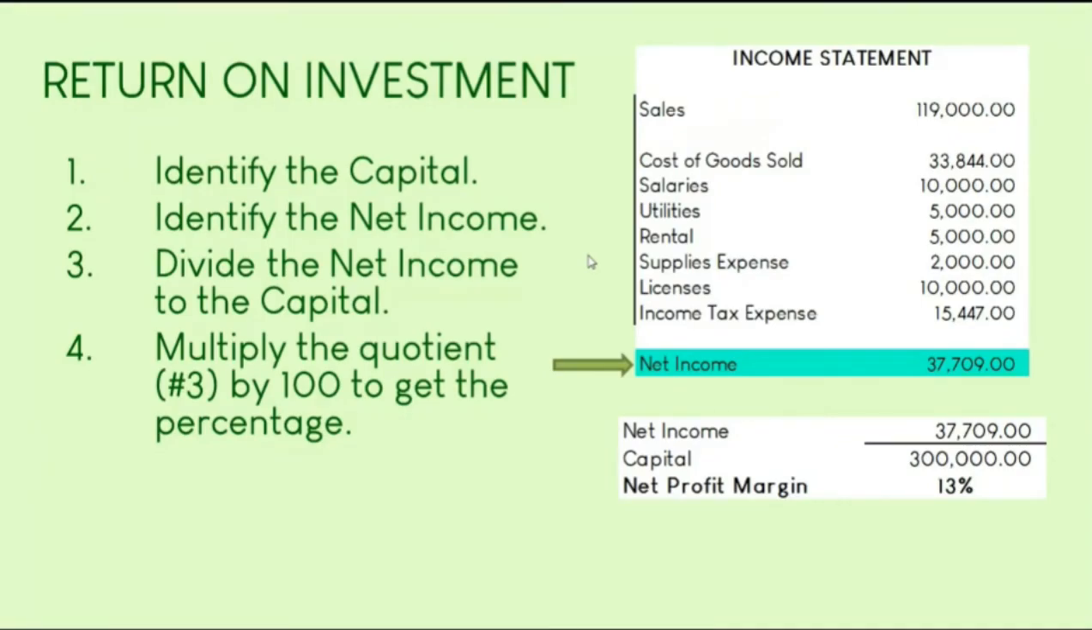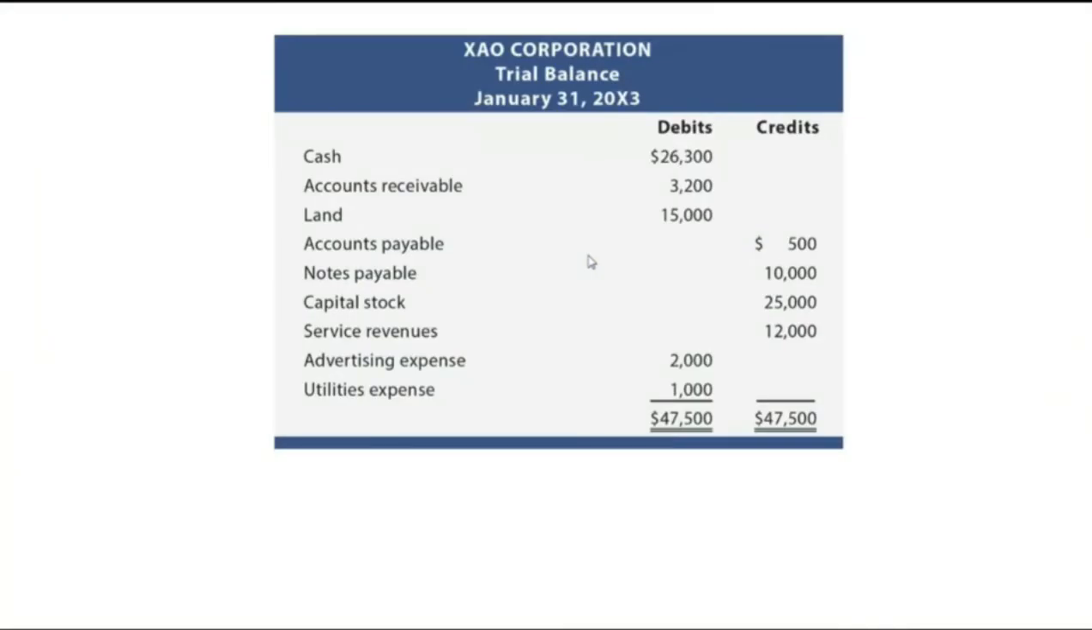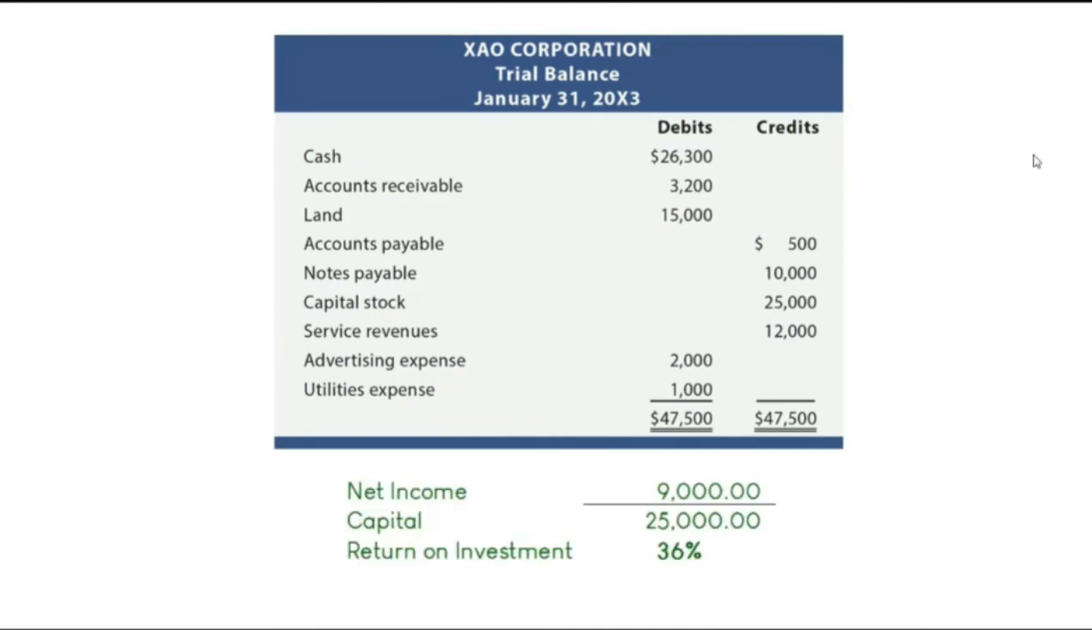Okay, so try solving for this one. Use the capital stock as the value of the capital. Okay, Maria Fatima Andrade, 36% is correct. So our net income is 12,000 minus 2,000 minus 1,000 is equal to 9,000. So 9,000 of net income divided by our capital of 25,000 is equal to 36%.